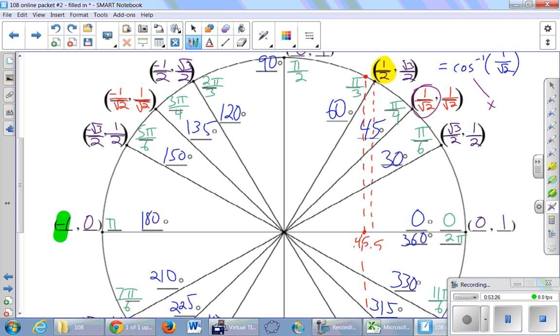The other way to think about where you're going to find your answer is to use that quadrants business. We said that inverse cosine will always land in quadrants 1 or 2, so you just got to pick the angle that's up here. There's no point looking down there for inverse cosine. So pi over 4 is the answer to this problem.